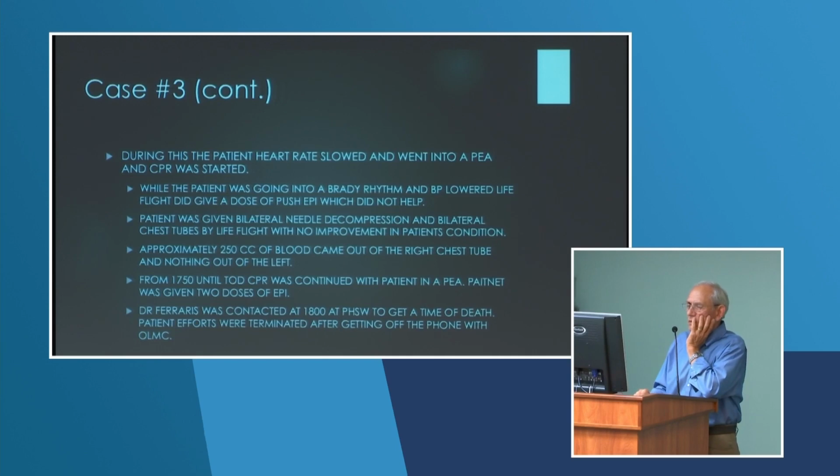During this time, the patient's heart rate slowed. Is anybody surprised by that? And went into a PEA and CPR was started. While the patient was going into a bradyarrhythmia, BP lowered. Life Flight did give a dose of push epi, which didn't help. Patient given bilateral needle decompression, bilateral chest tubes by Life Flight with no improvement. 250 cc's of blood came out of the right chest tube, nothing out of the left. From 1750 until time of death, CPR was continued with patient in a PEA. Patient was given 2 doses of epi.